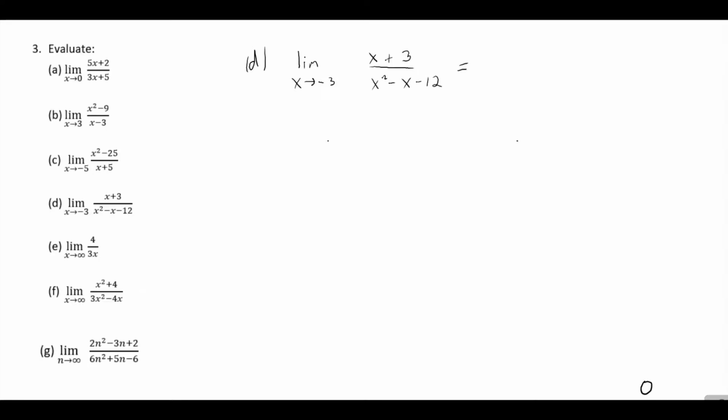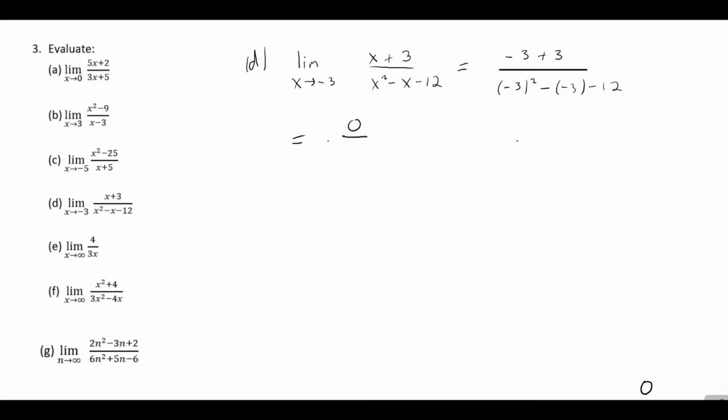So for this next example, we're going to find the limit as x approaches minus 3 of the function x plus 3 over x squared minus x minus 12. The first thing we should always try is just to substitute it in. So we're going to put minus 3 directly into that. When we put that in, we get minus 3 plus 3, and at the top that's going to give us 0.